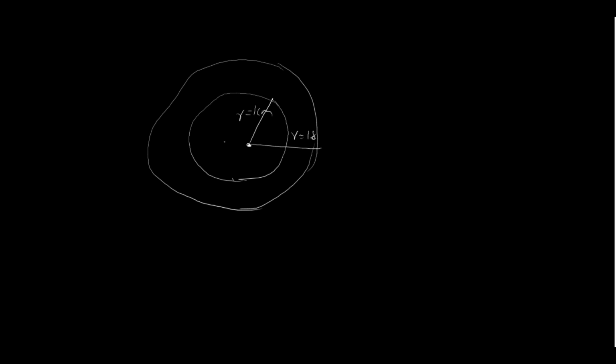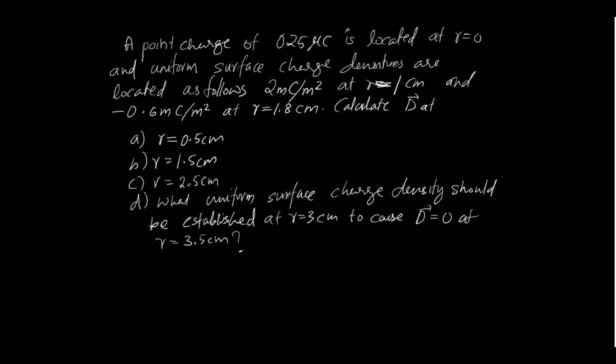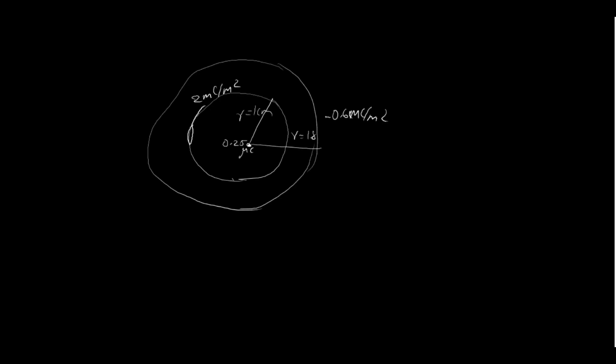Now the first question, question A, we'll note down the values. This will be 0.25 microcoulomb, right? And here the surface charge density is 2 millicoulomb per meter square, and here it is minus 0.6 millicoulomb per meter square. Question A is: at r equal to 0.5 centimeter, what is the flux density?